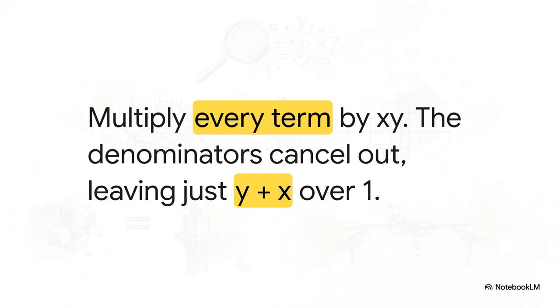We are going to multiply every single piece, the 1 over x, the 1 over y, and the 1 over xy, by our LCD of xy. So when you multiply xy by 1 over x, the x's cancel out, leaving you with just y. When you multiply xy by 1 over y, the y's cancel, leaving x. And down in the denominator, the entire xy cancels out, leaving just a 1. So what do we end up with? y plus x over 1. Look at that. All that complexity just gone.